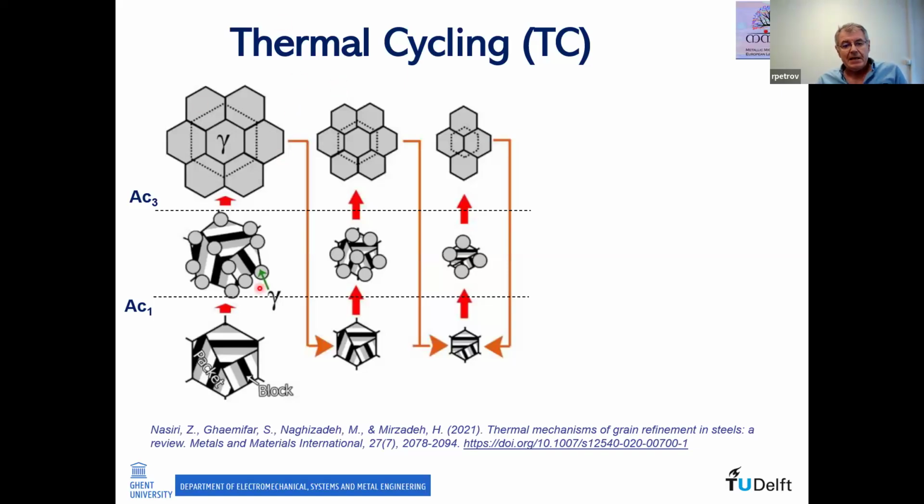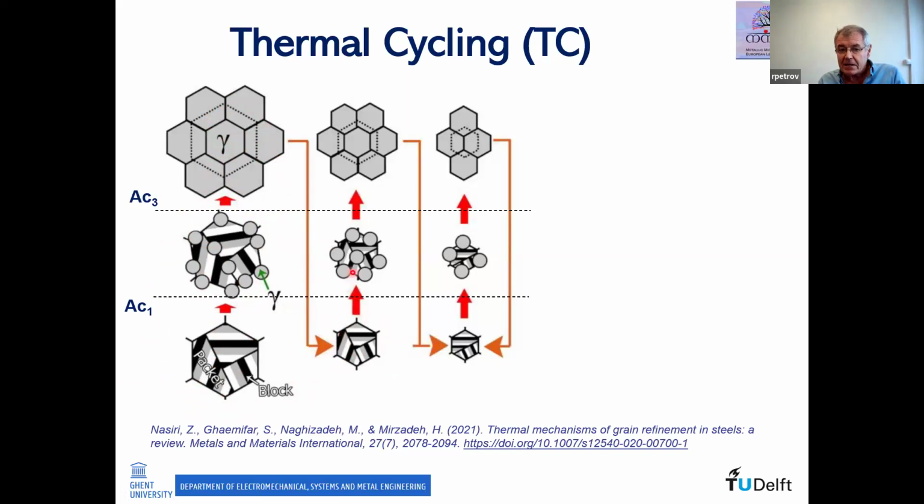The principle of thermal cycling is that if you start, here shown schematically with martensitic structure, and go above the AC1, you have multiple nucleation of austenite, and then you form austenite. Then if you cool down, each of those austenite grains is a potential nucleation site for formation of martensitic crystals inside, or formation of different non-equilibrium or equilibrium pearlitic structures here.